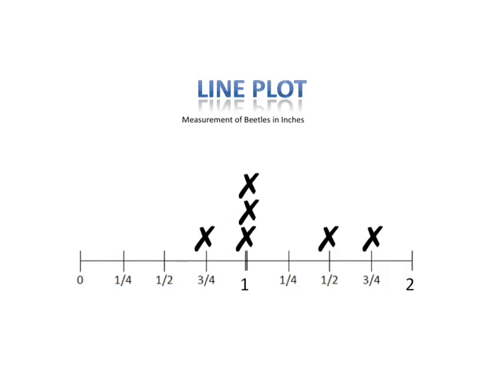So now we have our line plot representing our beetles. We can tell how many beetles there are by just counting the X's on the line plot: 1, 2, 3, 4, 5, 6 beetles. If we hadn't seen them all measured, we'd still be able to use the line plot to figure out that there were 6 beetles measured.